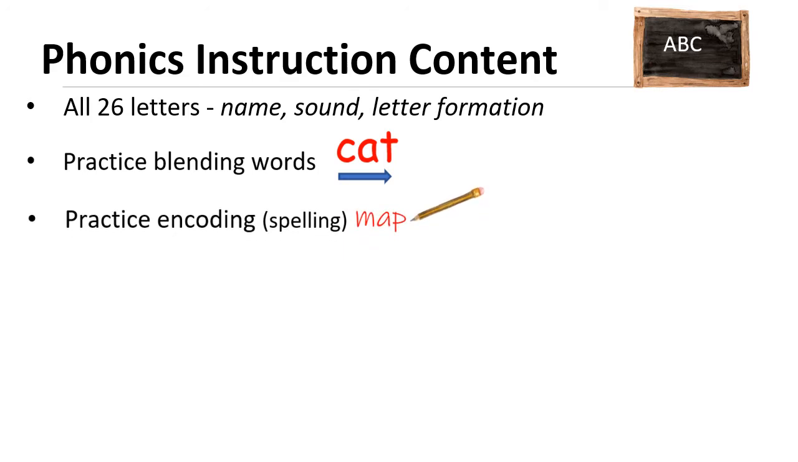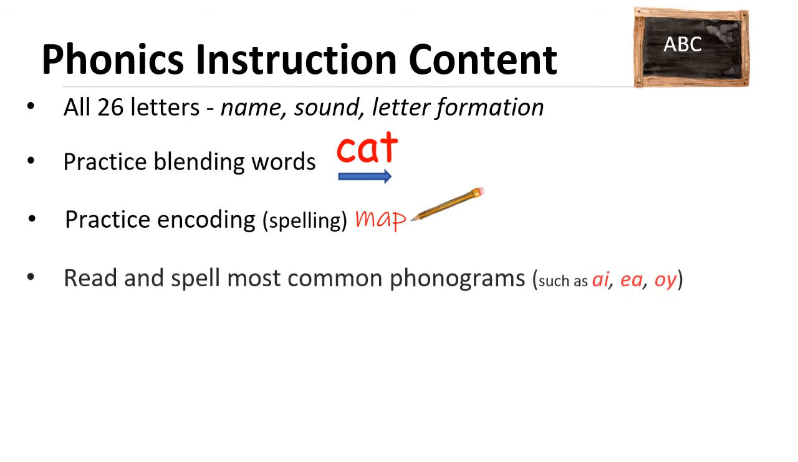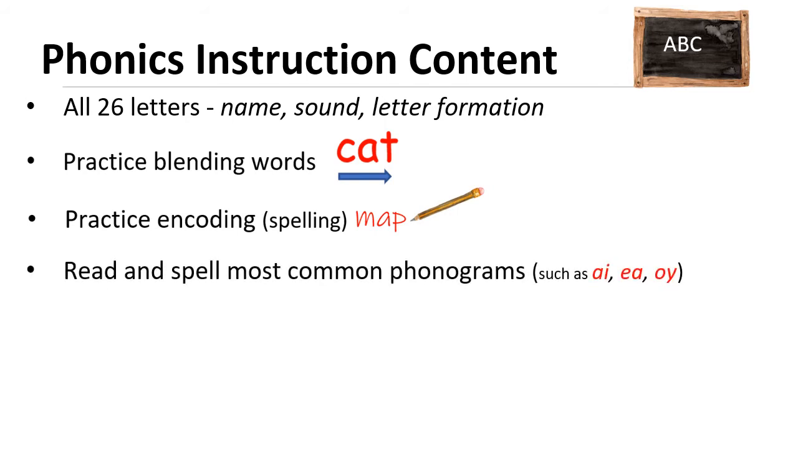We're talking about encoding, which is spelling, where the students have to listen to a word and then pull those sounds apart, sort of doing the reverse of what they would be doing when they're reading, which is decoding. When they're spelling, they're encoding. We're teaching them how to read and spell the most common phonograms, and also, as they get older, the ones that are a little bit less common. These would be examples of some of the common vowel teams that we would teach them. And the term vowel team is something we'll be getting into later on.